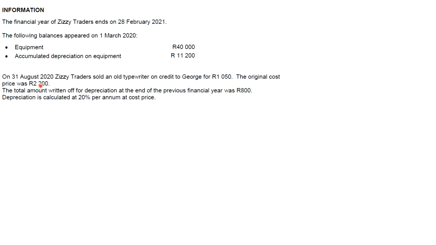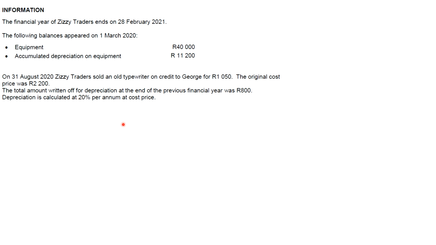Like I said, they give you your cost price. Then the total amount written off for the depreciation at the end of the previous financial year was 800. So this means that this is our accumulated depreciation. They gave us our accumulated depreciation again. Then we are told depreciation is calculated at 20% per annum at cost price.